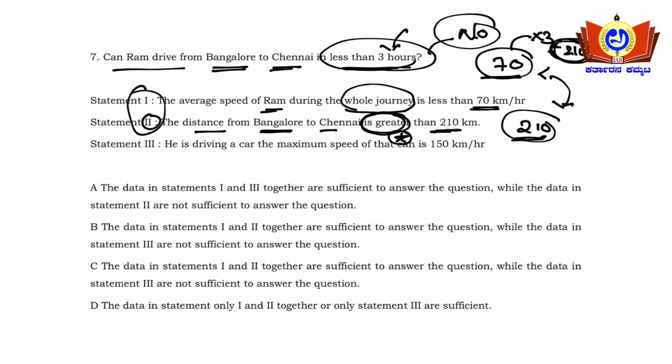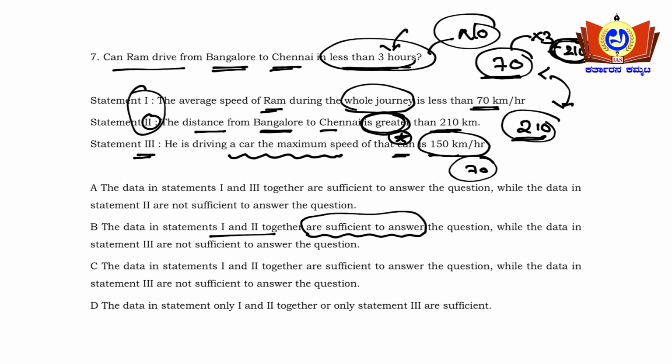What is statement 3 telling? He is driving a car, the maximum speed of that car is 150 kilometers. See, the car can go at 150 kilometers per hour, but what speed is he driving? At 70 kilometers per hour he is driving here. Hence the data in statements 1 and 2 together are sufficient to answer the question, while the data in statement 3 are not sufficient to answer the question. This will be the right answer, my dear friends here.